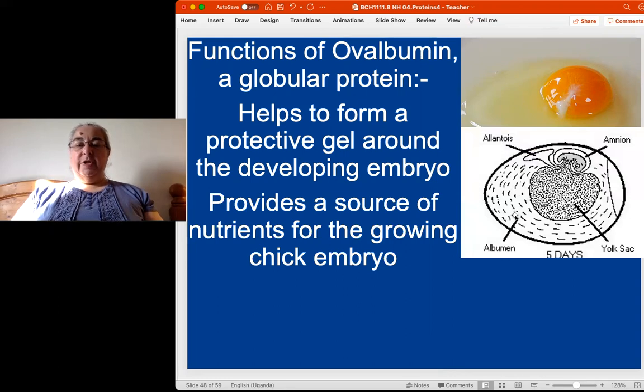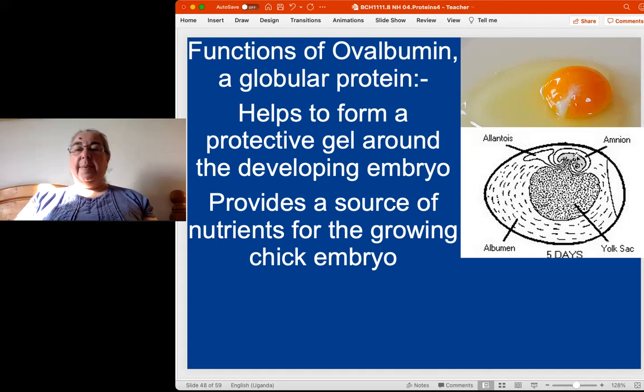It also provides a source of nutrients for the growing chick embryo. So here is a diagram of a 5-day-old chick embryo developing inside the egg. Here is the yolk, here is the white of the egg, and here is the developing embryo. And if you've ever seen a fully grown chick hatch out of its egg, you'll know that no liquid is left inside the egg. It's just chick by the time it hatches. And that's because all the yolk and the white provide all the nutrients that are needed to become the body of the chick. And that includes the ovalbumin protein dissolved in the egg white. So it provides a source of nutrients for the growing embryo.